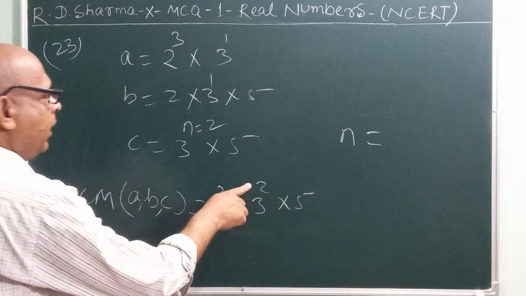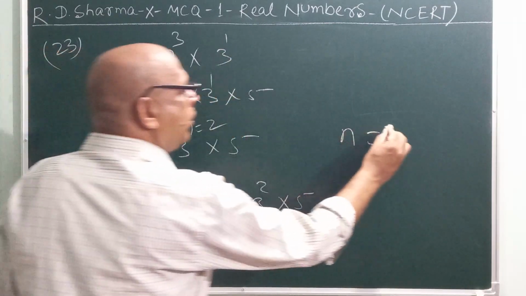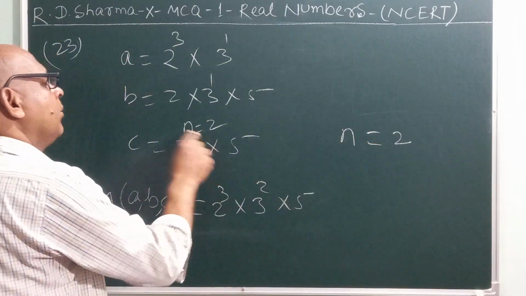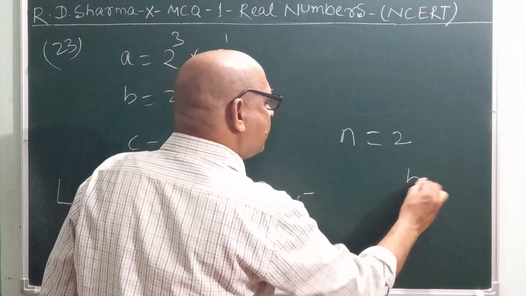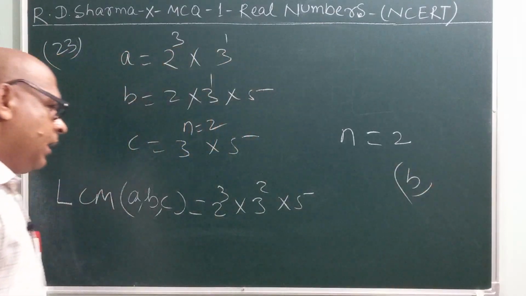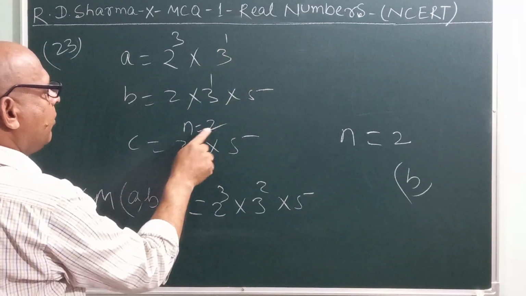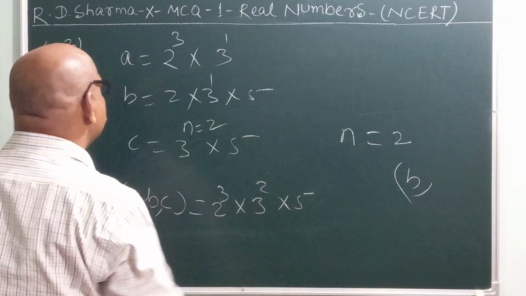LCM takes the greatest power, so n is equal to 2. Find the value of n: n equals 2. Answer B is the right answer. The greatest power is in the LCM, not the smallest, so n equals 2. The answer is 3 to the power 2, so n equals 2.